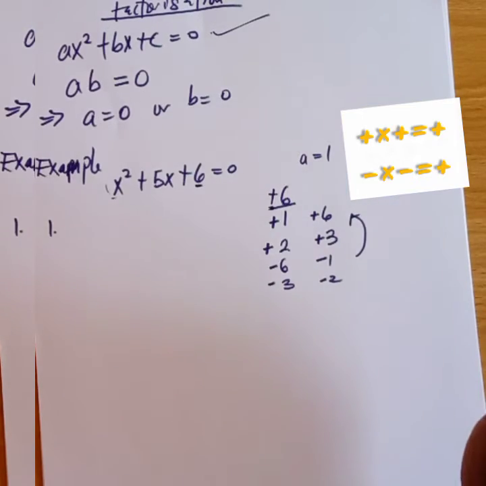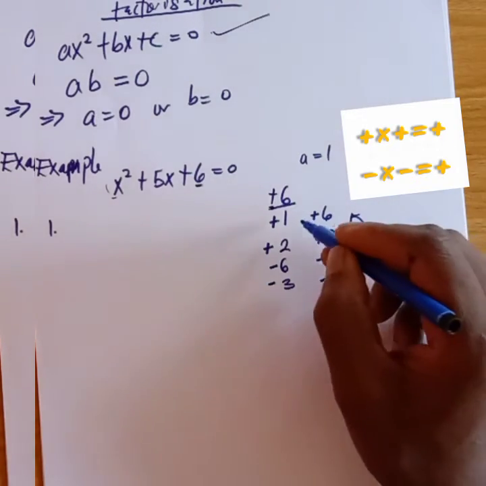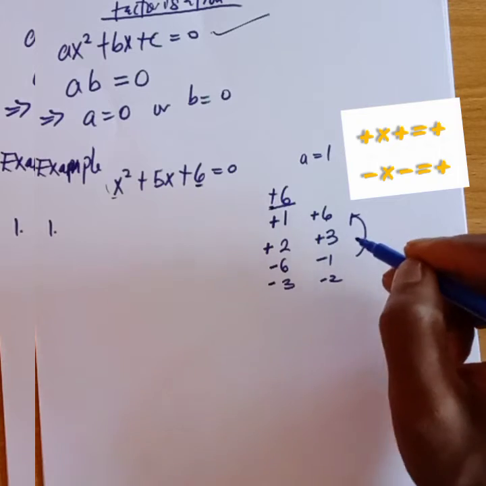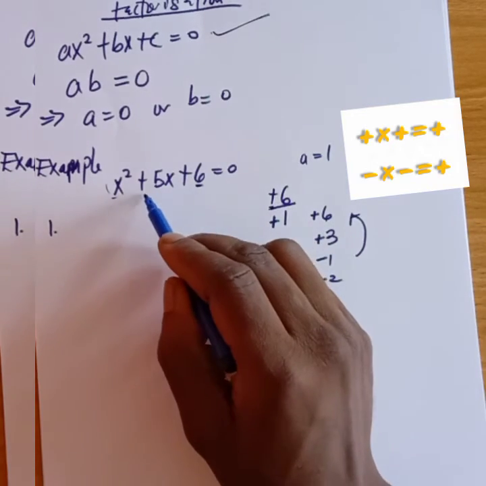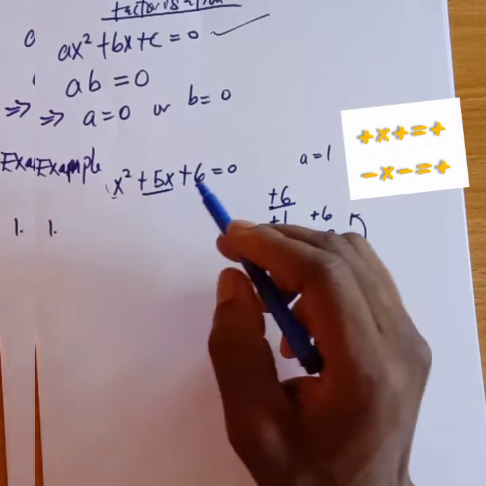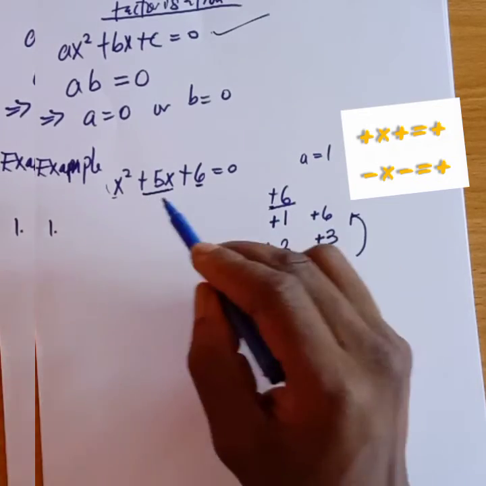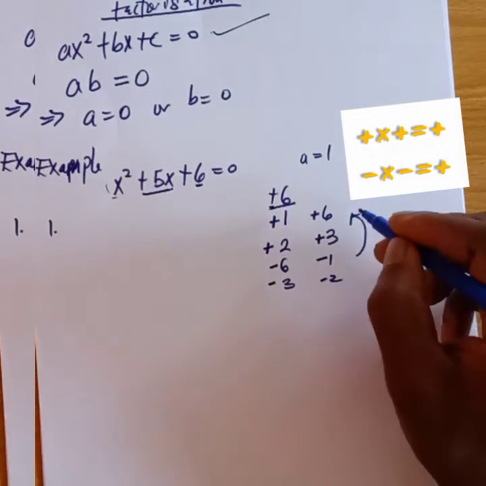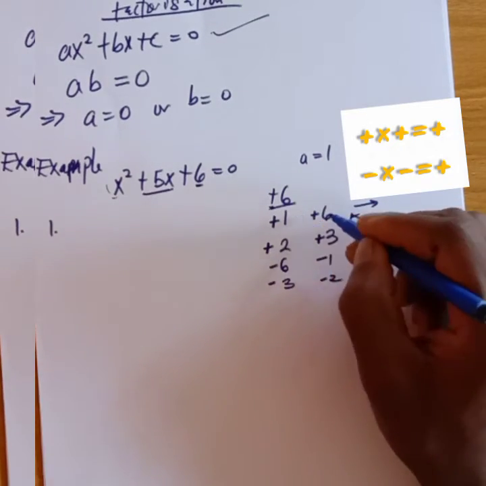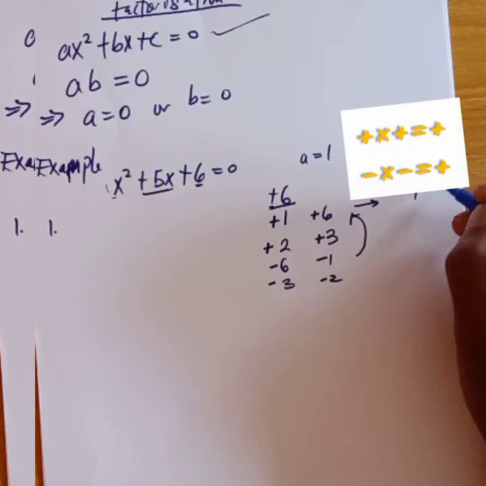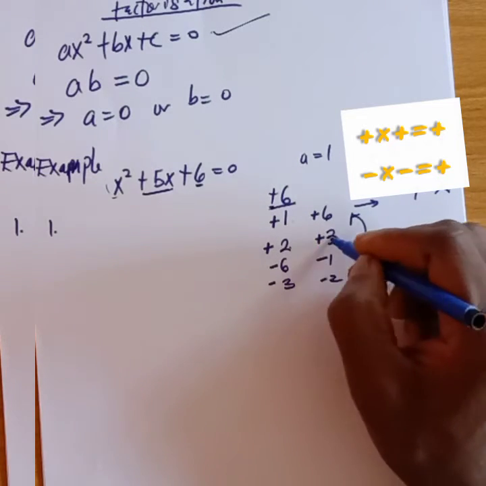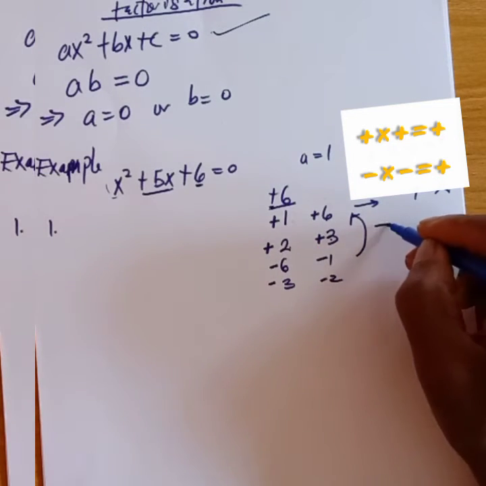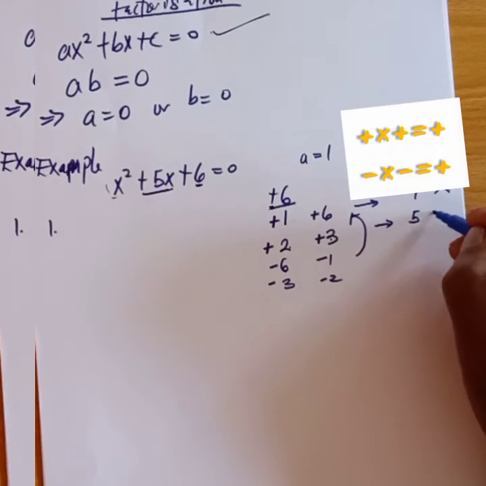That's the first step. Then I will look at all of this. Which one is it, when added, will give me plus 5? When I add it together, I will have plus 5 in the middle. Which one is it? Let's try with the first one. 1 plus 6 is 7, so this would not work. 2 plus 3 is 5. Wow, I think this would work.